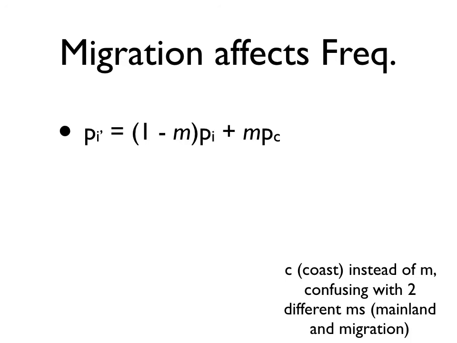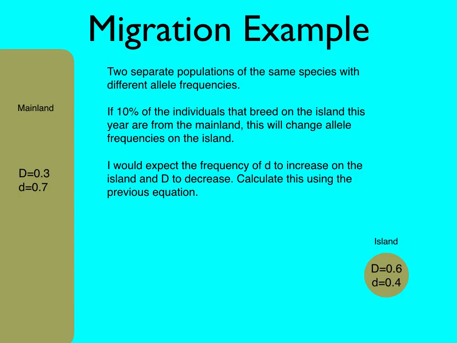So you should be able to apply this equation to the example on the next slide, okay? But you're only going to do it for one allele. You don't need to do it for both alleles in this equation. Once you know the frequency of one allele, you can figure out the other. So if you apply that equation to this scenario where we have two different populations, some on the mainland, some on the island, and the allele frequencies are quite different, okay? You can see the allele frequencies here.